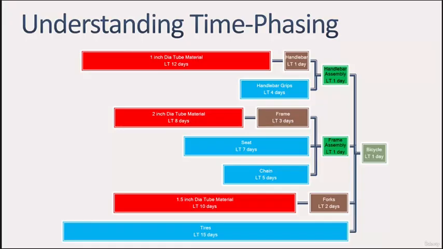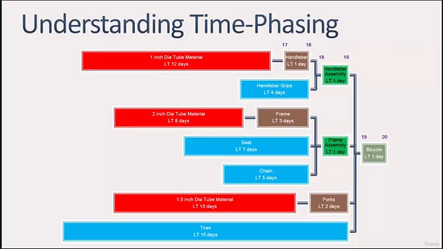MRP then does its job of time phasing and will come up with a schedule as follows. Per the bill of material, the end item, the bicycle, has a lead time of 1 day. It has a due date of day 20, and based on the lead time, its order start date is offset by 1 day. MRP schedules the order start for day 19. The handlebar assembly goes into the bicycle, therefore its due date is set for day 19. Based on its lead time, its order start date is offset by 1 day. MRP schedules the order start for day 18.